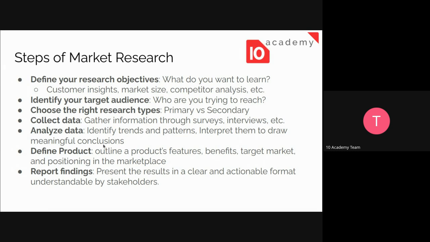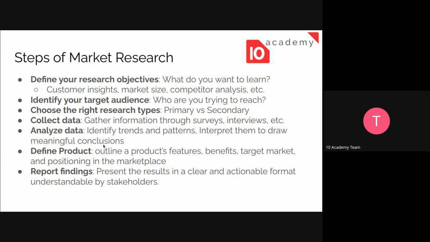Now, the next step is to collect the data, to start using everything we have seen so far to go and collect the data from our target, of course, by using a survey, interview or a focus group. When we have collected our data, now we can analyze it. Here is the time to identify the trends and patterns, and after identifying them, we can interpret them to draw a meaningful conclusion that will be helpful for the business and for decision making in the business.